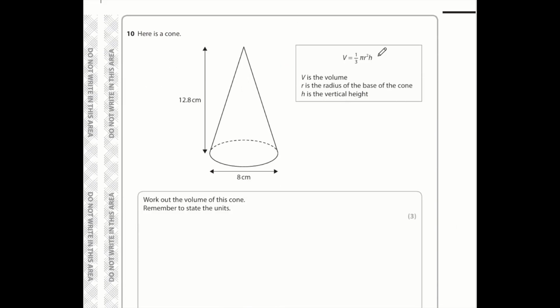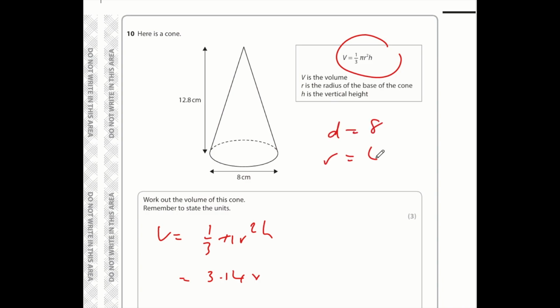Okay, so this question is not too bad. They've given you the formula. So the volume is 1/3 of pi r squared h. So I would do 3.14 for pi multiplied by the radius, which is, if the diameter is 8, then the radius is half that, so 4. 3.14 times 4 times 4 times by 12.8, and we want 1/3 of it, so divide by 3.